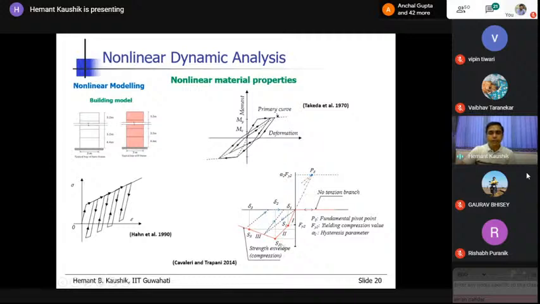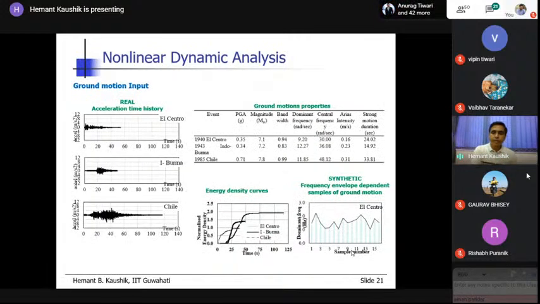So this is the way you have to specify. There are various branches, 1, 2, 3, which were proposed by these authors, and normally people use this. Once you specify these material properties in a much more complex manner, which are not easily available in the literature, the next step is to specify the ground motions.